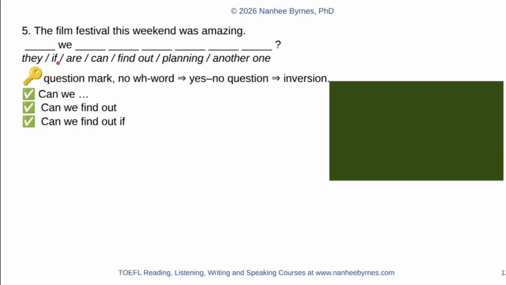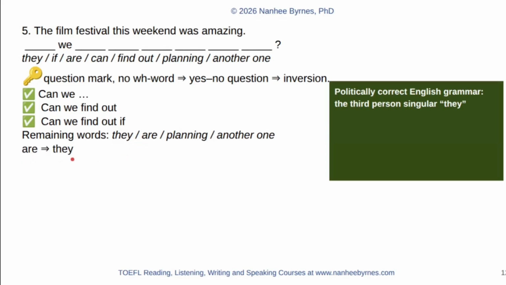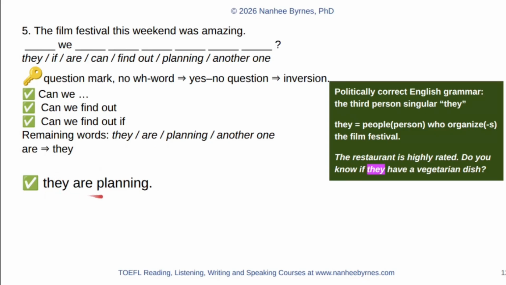Now, let's build the if clause. In indirect questions, there is no inversion after "if." The remaining words are they, are, planning, another one. Because of the verb "are," the subject must be plural, so we use "they," referring to the people who organize the film festival. This is similar to examples in a previous lecture, where "they" referred back to people working at a restaurant. "The restaurant is highly rated.